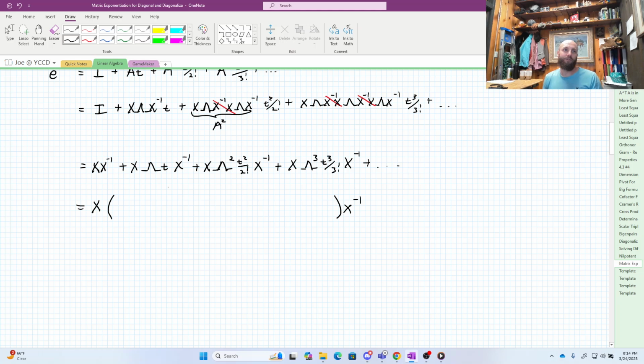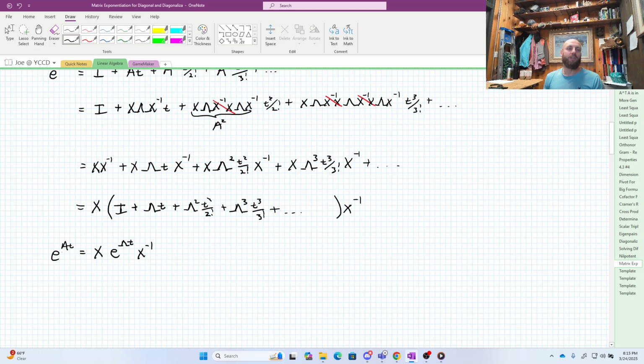And then what's left? Well, the first term, I've got an identity matrix. The second term, I've got a lambda t. The third term, I've got a lambda squared t squared over 2 factorial. The fourth term, I've got a lambda cubed t cubed over 3 factorial. And so on. Notice that what's in here is just the power series for e to the lambda t. So this makes my life way easier.